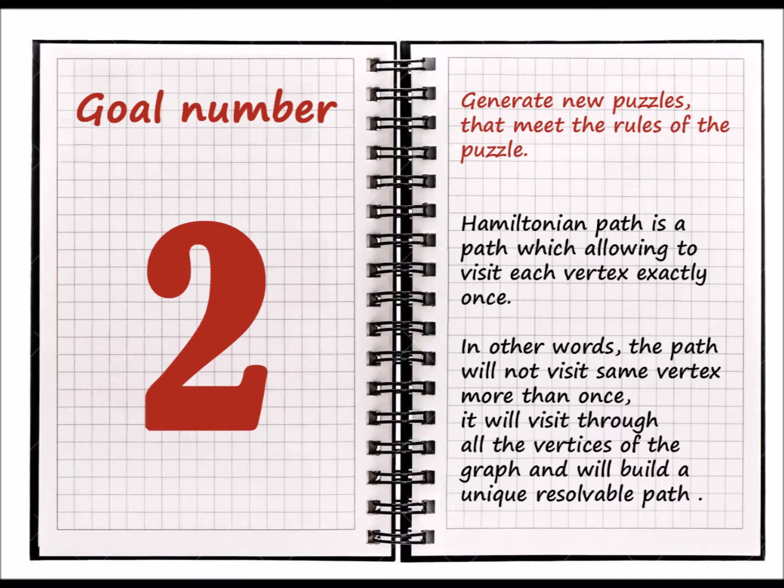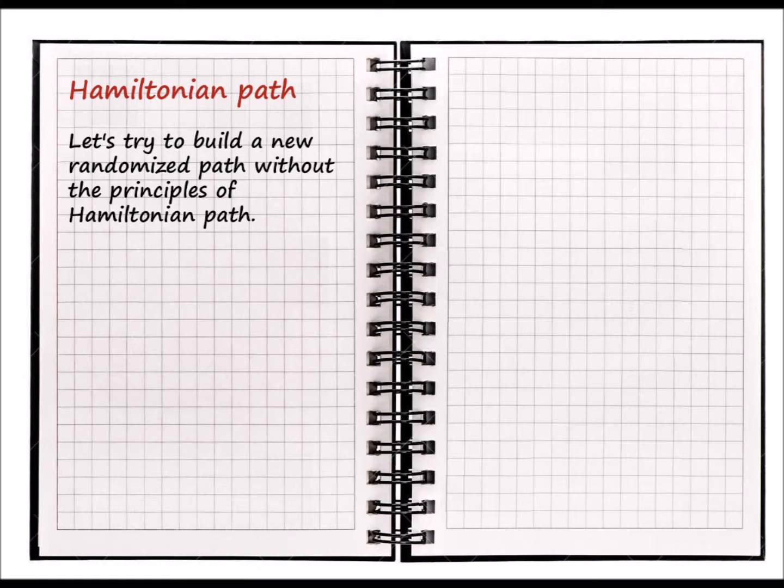Generate new puzzles that meet the rules of the puzzle. A Hamiltonian path is a path which allows visiting each vertex exactly once. In other words, the path will not visit the same vertex more than once. It will visit all vertices of the graph and will build a unique resolvable path. Let's try to build a new randomized path without the principle of a Hamiltonian path.